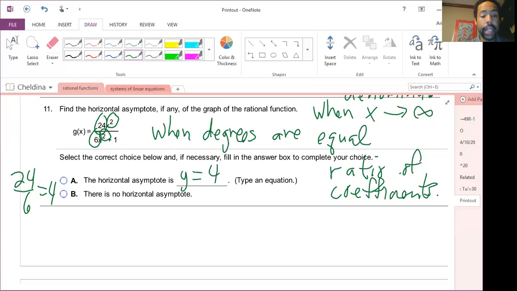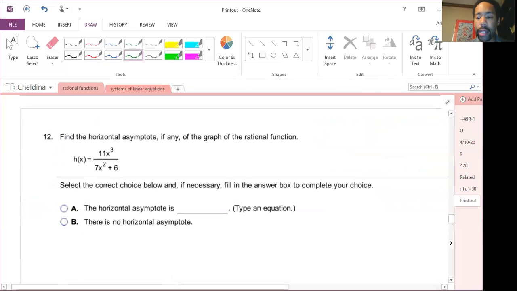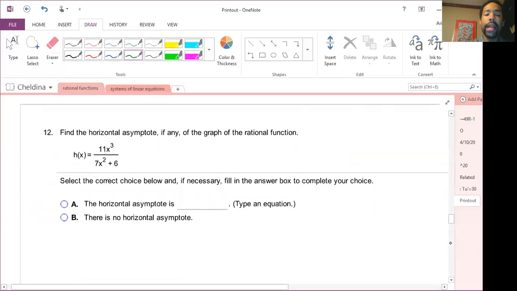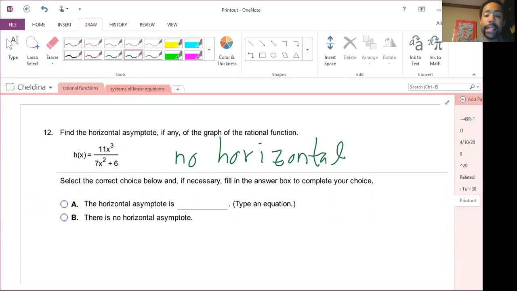So we just did the case, for number 10, where the largest power in the denominator was higher than the largest power in the numerator. Here, we're doing the case where the largest power in the numerator is the same as the largest power in the denominator. And then the final case is if the highest power in the numerator is bigger than the highest power in the denominator. And if that's the case, then this does not get closer and closer to anything as x gets larger and larger. So there is no horizontal asymptote when the highest power in the numerator is bigger than the highest power in the denominator.